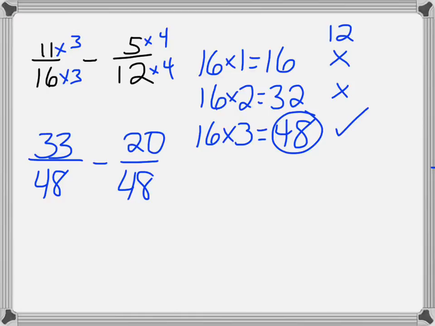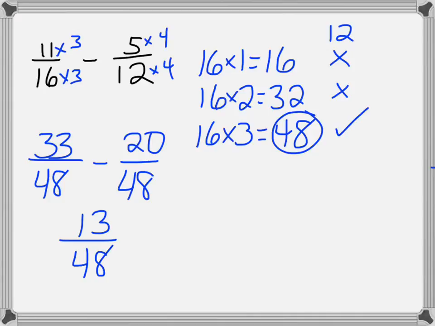Then just like addition, only the numerators are involved. 33 minus 20 is 13, and keep the denominator on the bottom. Check to make sure it doesn't need to be reduced, or if it's an improper fraction that you need to change to a mixed number, you need to do that as well. The main difference between subtracting fractions and adding is the difficulty that comes up when you have to borrow.